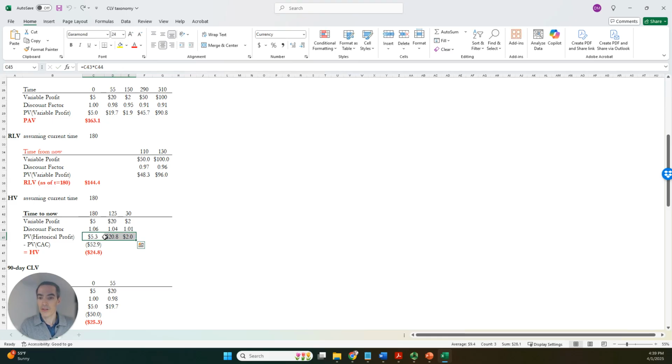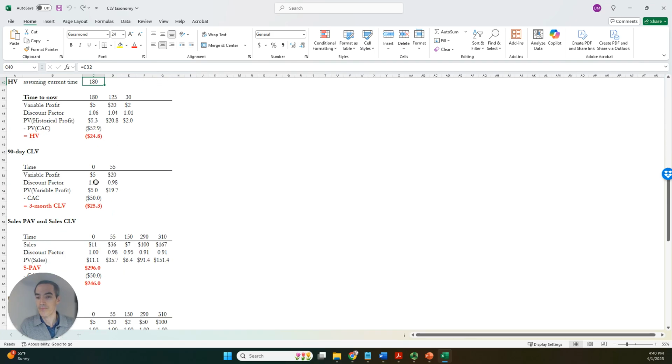So each of these historical profits is then brought to day 180, and then we also deduct the future value of the customer acquisition cost, and that gets us the historical value of this customer, negative 24.8. So this is also saying that by time point 180, this customer is still not profitable yet. This is a finite horizon CLV.